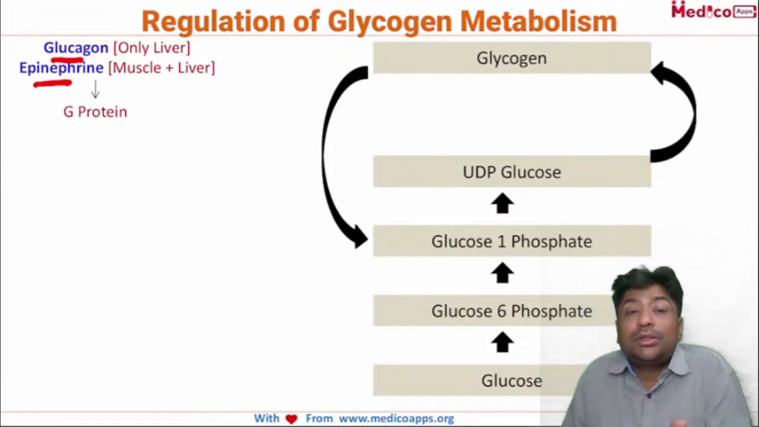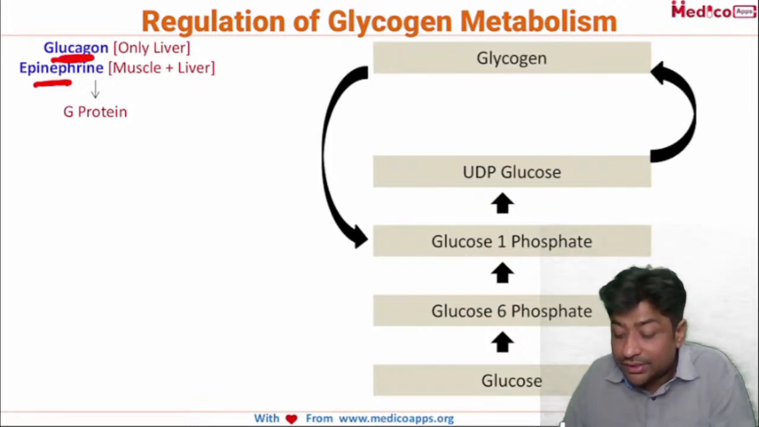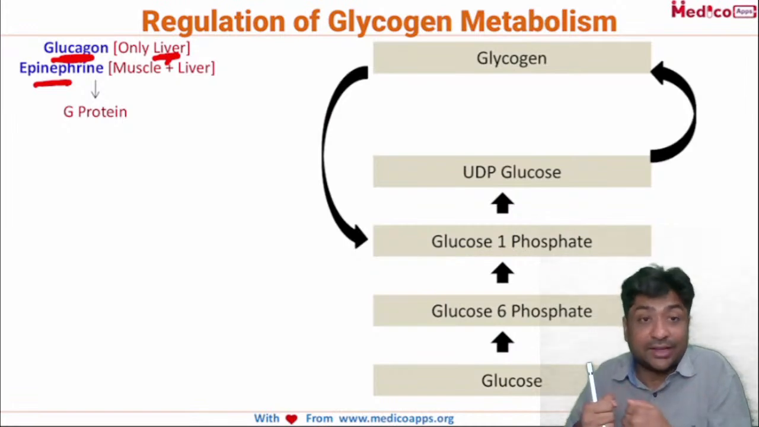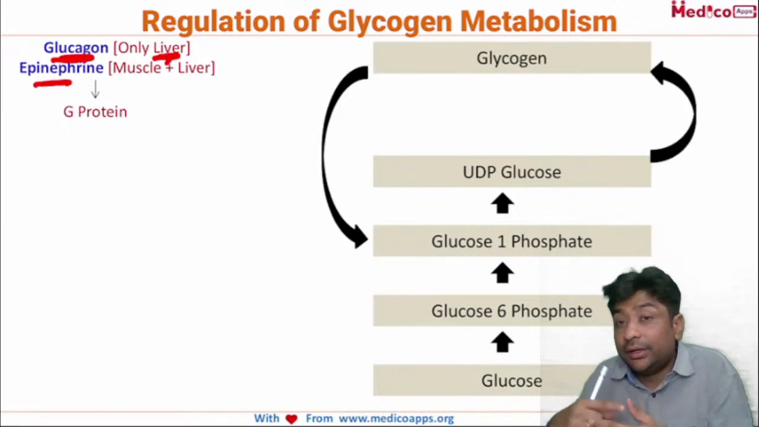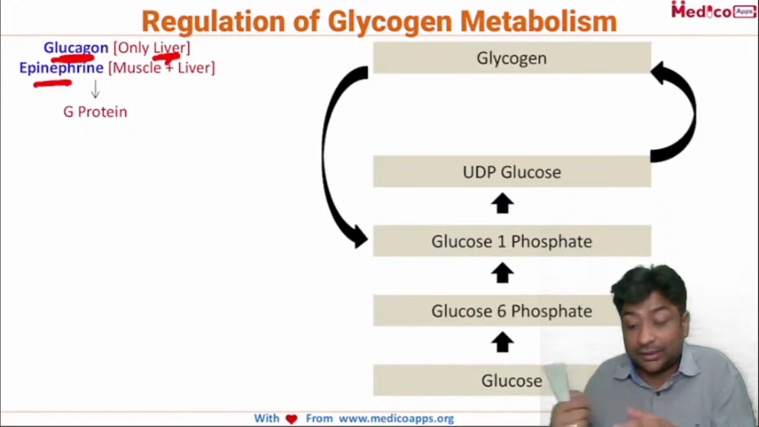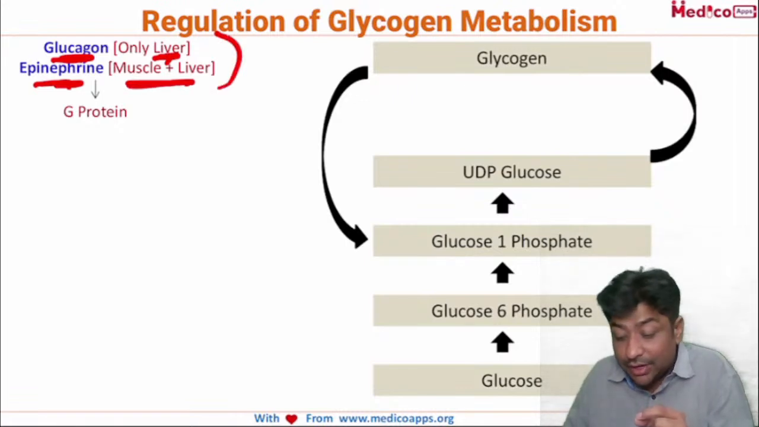Look, glucagon's main function is to increase the blood glucose, and we know that only the liver can increase the blood glucose. Muscles cannot increase the blood glucose. So glucagon receptors are only in the liver. Whereas with epinephrine, you have a fight or flight reaction. In that, glucose should increase and your muscle should also be prepared for that fight or flight reaction. So epinephrine receptors are present both in muscle and liver. This you have to remember.